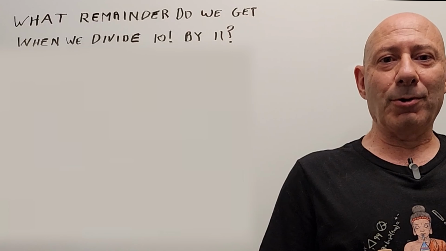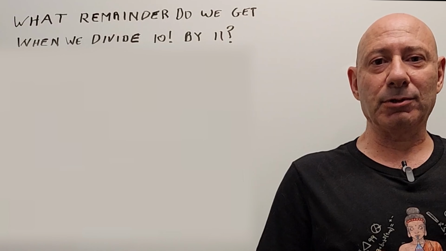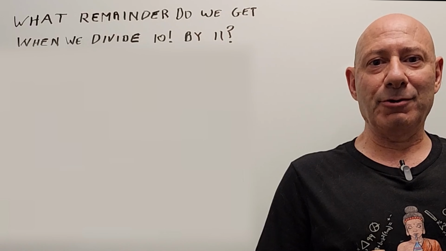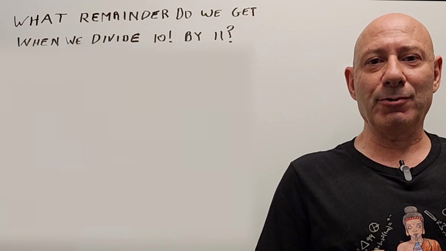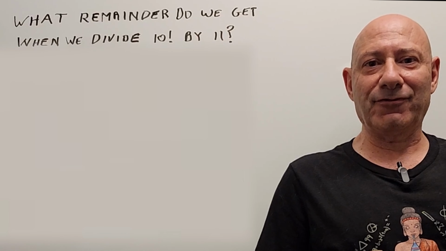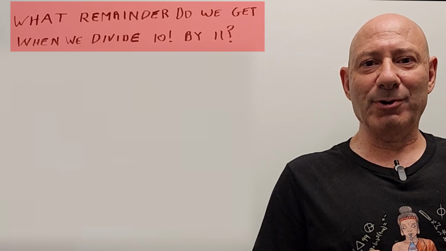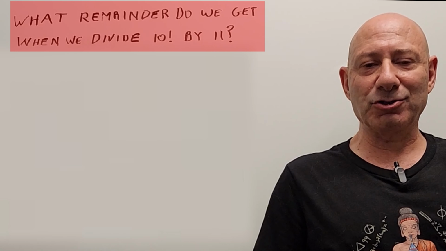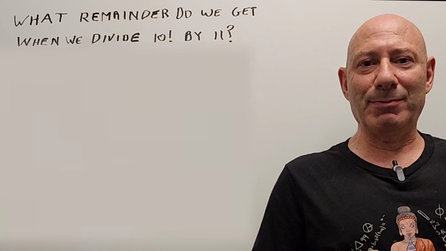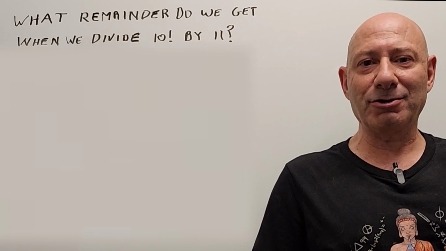So before we go, I want to take a look at this one last problem. We're running a little long, but I think we can squeeze this in. And I really want to look at this problem because it's a lot of fun and it introduces a really important concept. What is the remainder that we get when we divide 10 factorial by 11? Now keep in mind that remainders are all about congruencies.